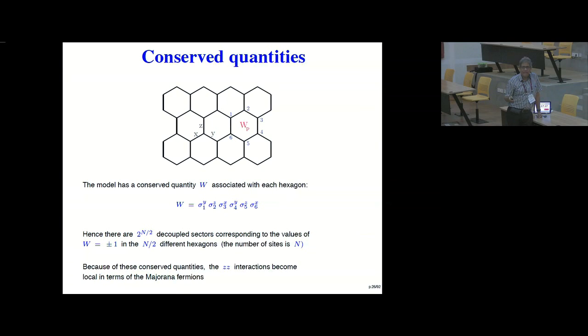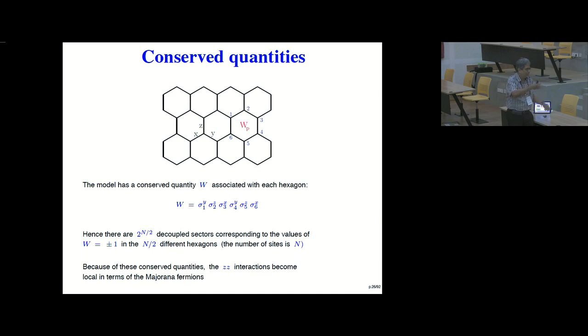So if you have n sites, you would normally think there are 2 to the n states, because it's spin half on every site. But the number of hexagons is n by 2, right? Because the unit cell has 2 sites. And every hexagon has a conserved quantity. So you find that the number of W's is n by 2.